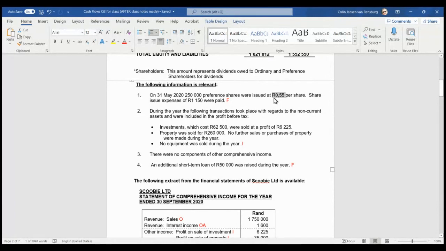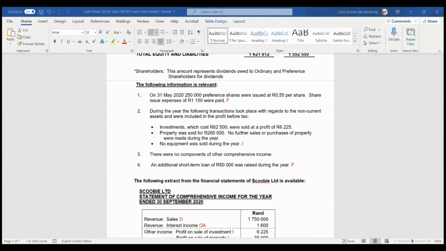If you multiply the one with the other, how much do you get? What was the gross proceeds on the issue of preference shares? If you can type for me, ladies and gents, let's see if our statement of changes in equity is correct. 137,500. Thank you all. Right. So now we know where that figure in the statement of changes in equity comes from, and it agrees with our calculations. So the gross proceeds on the issue of preference shares was 137,500.